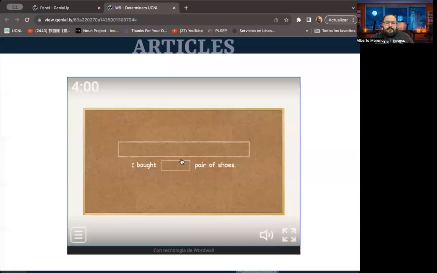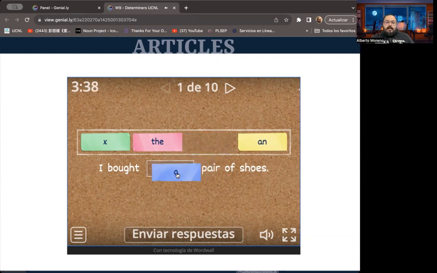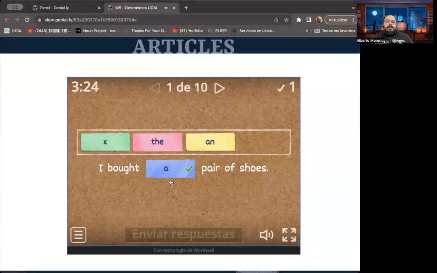So, let's continue then with the activities and let's do the first activity. The first activity, we have to choose among the answers. It says, I bought a pair of shoes. Which is the answer? The, a, or an? I bought the pair, a pair of shoes, an pair of shoes. ¿Cuál será la respuesta correcta, chicos y chicas? A pair of shoes. I bought a pair of shoes. Exactly. ¿Por qué es a pair of shoes? Porque no está especificando qué tipo de zapatos.